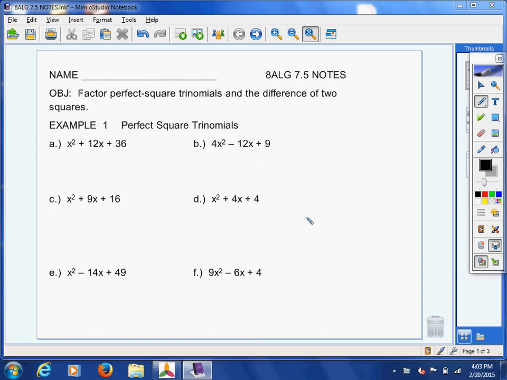Graders, it's Mrs. Thompson. We're going to talk about section 7.5. Today, first in this particular example, we are going to talk extensively about factoring perfect square trinomials. Now let me give you a fair reminder here about perfect square trinomials.